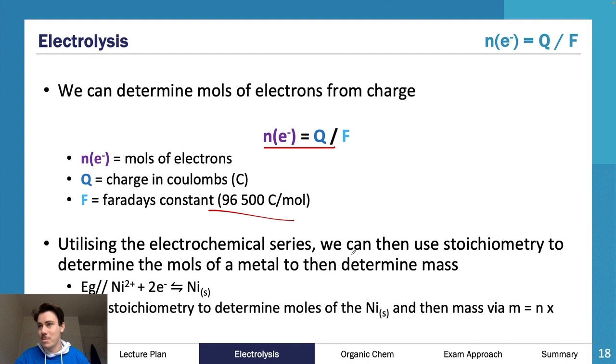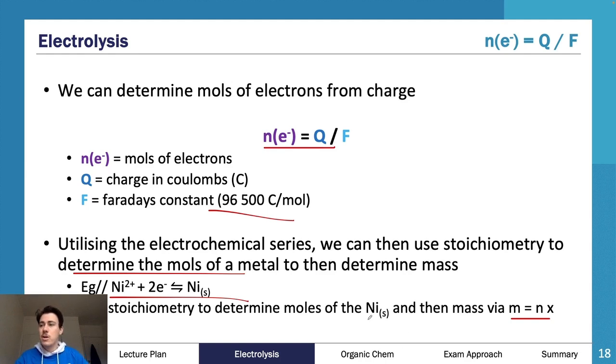So utilizing the electrochemical series, we can then use stoichiometry to determine the moles of the metal and then determine the mass. So if you had this here, use stoichiometry to determine the moles of Ni solid, and then mass via m equals n times M, so moles times your molar mass. What's really important about this is that you've got to use ratios here.